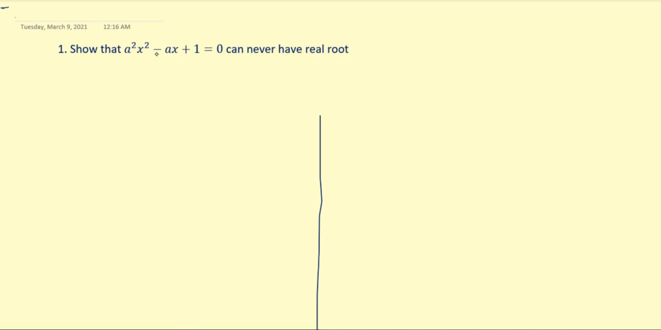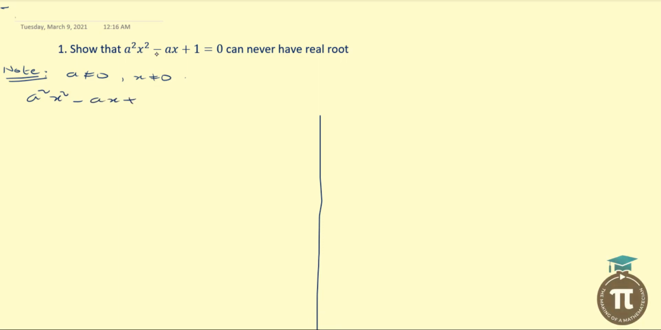But now, before we go into the detailed proof, you need to note something, that a can never be 0. At the same time, x can never be 0. Why? If you assume that a is 0, this is the equation: a²x² − ax + 1 = 0. If you put a to be equal to 0, for example, into this equation, let me call it 1.